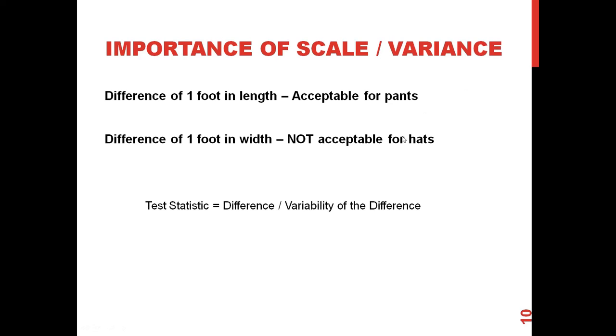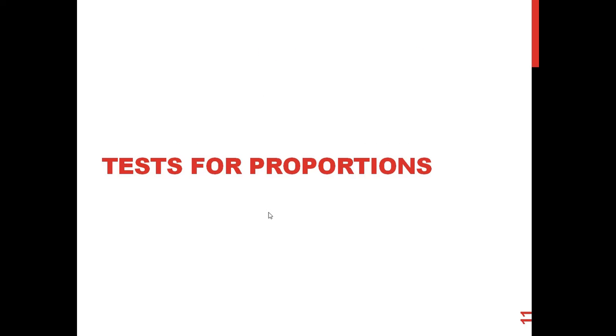So whenever we see any difference, we need to make sure that we scale that difference by some sort of variability of that difference. Hence, every test in statistics is defined in this format. Any test of significance of difference is defined in this format: the actual value of the difference divided by the variability of the difference. So we can see whether this difference is actually statistically significant.